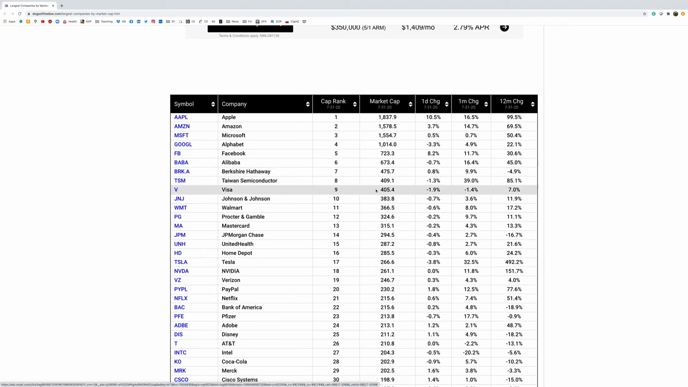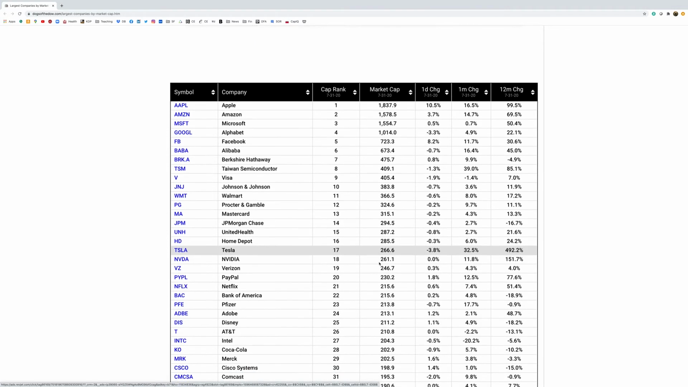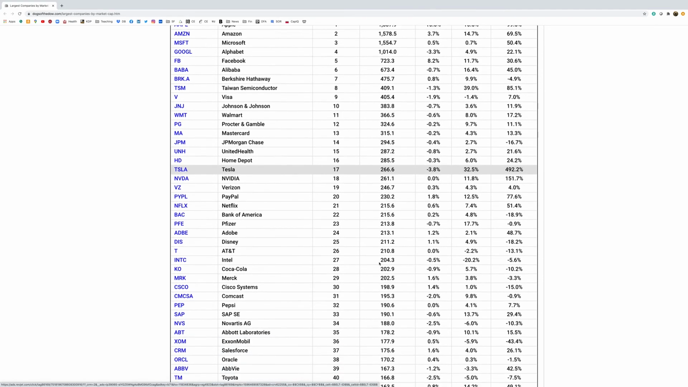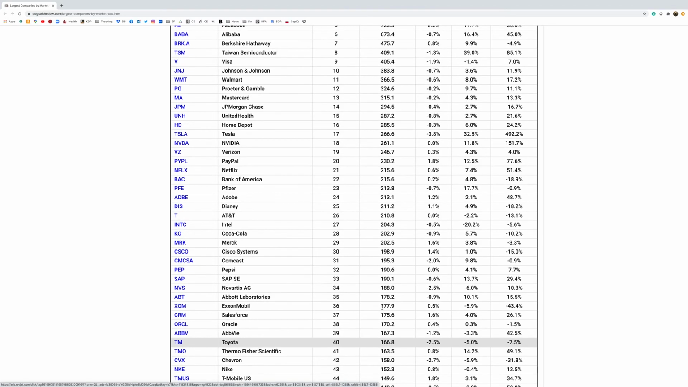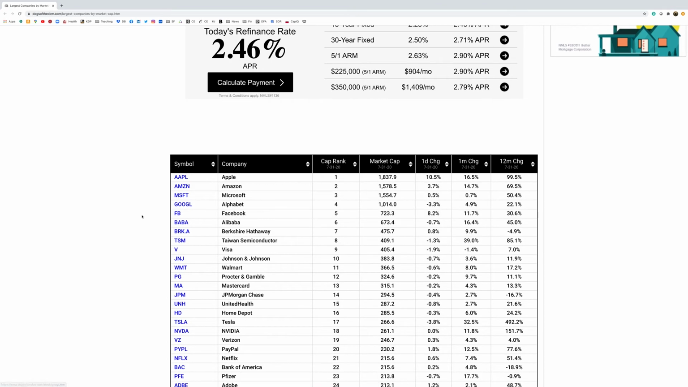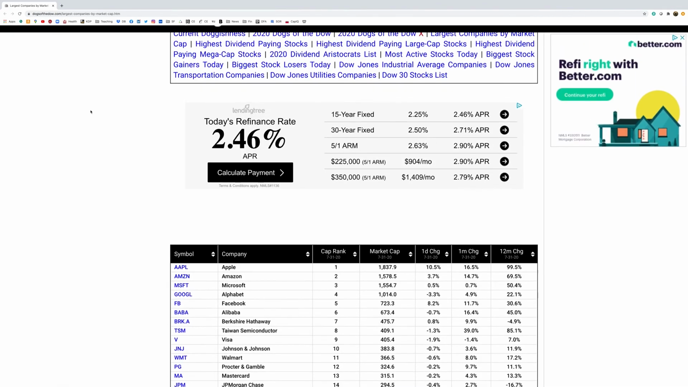Tesla, $266 billion, is worth more than Toyota at $167 billion. That says something right there. So a lot of big companies on this list, and you can pull up that list at any time and take a look at it. All right.